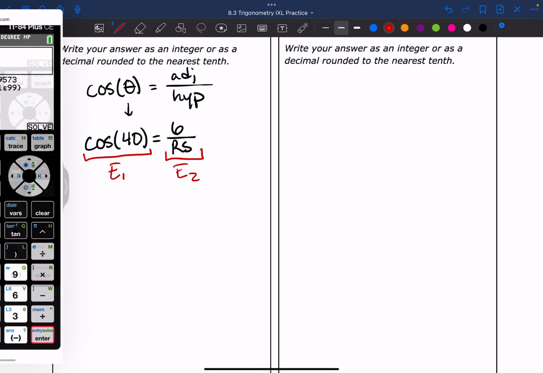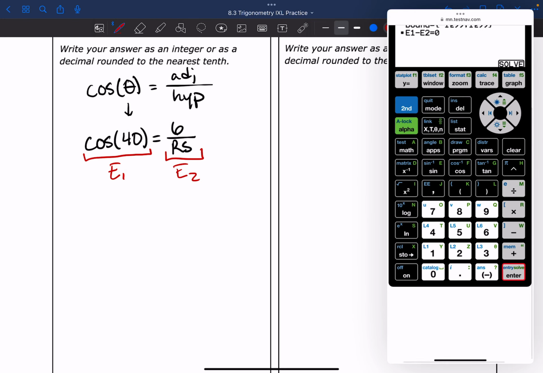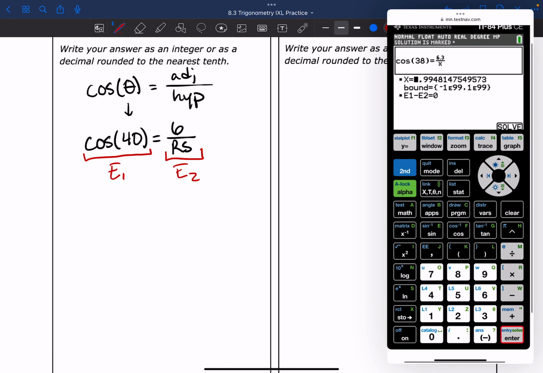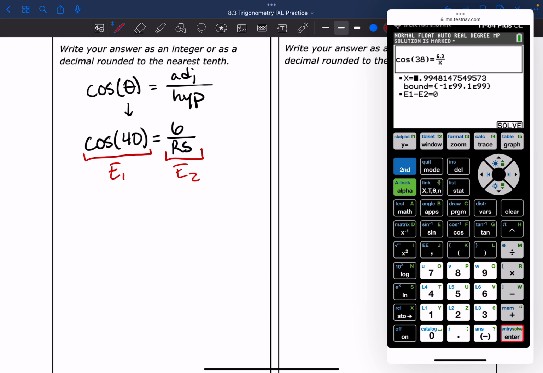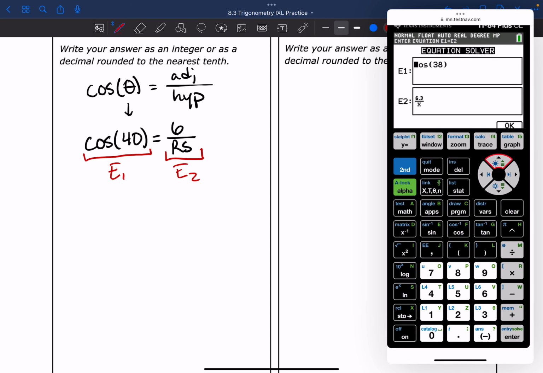You can also use numeric solver to double check your answer. Even if you did it by hand, it's always good to have a way to double check your work. So cosine of 40, my fraction, I'm going to put this as just 6. And again, RS is my hypotenuse. That's my x, so I'm good.